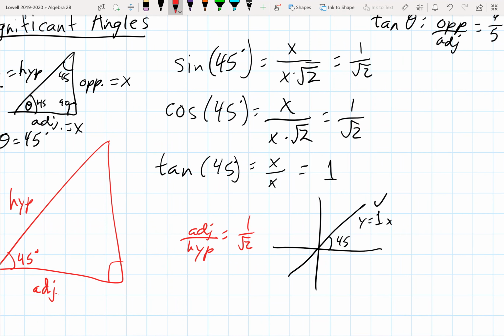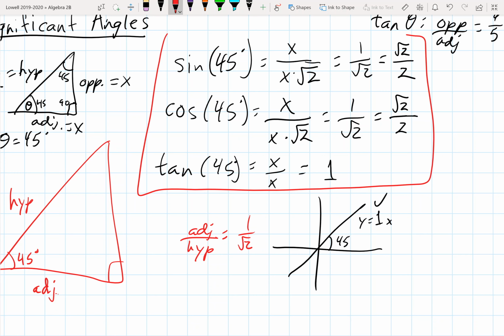Now, usually we don't see sine and cosine of 45 degrees as 1 over root 2. The more common way you're going to see it is rationalized. So I don't want that irrational number in the denominator. And so we're going to multiply it by root 2 over root 2. And so this simplifies to root 2 divided by 2. So these you're going to want to hang on to. Again, if you remember sine and cosine, you're good. Tangent, you don't have to remember, but it just works out nice and easy.